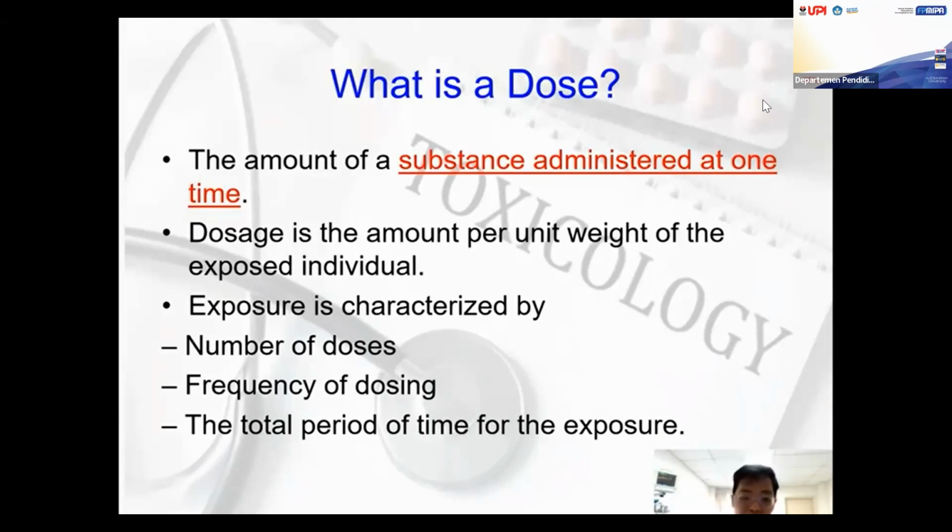Now the other one is the total period of time for the exposure. What is the period of time? Maybe 3 hours, something like that. So there's a difference between dose and exposure. Dose is the amount of substance administered at one time. Exposure is how many times you expose the dose to the target subject of interest.